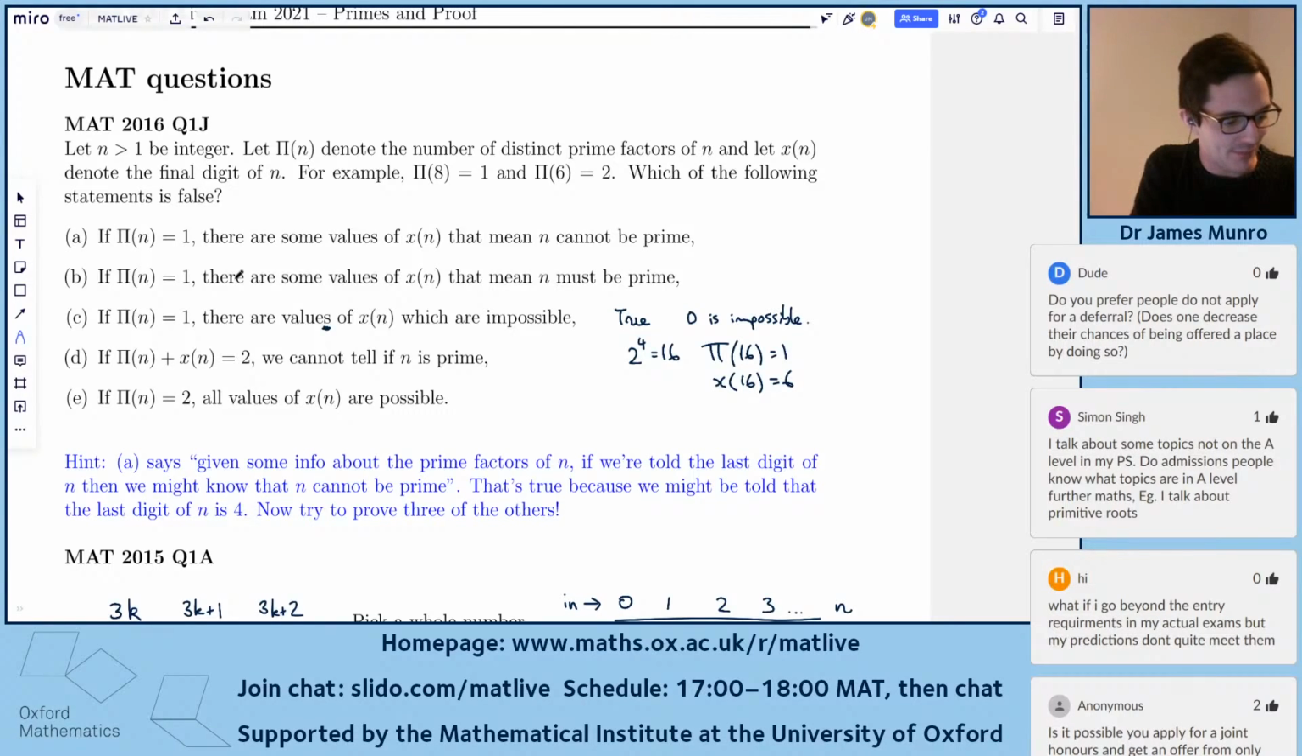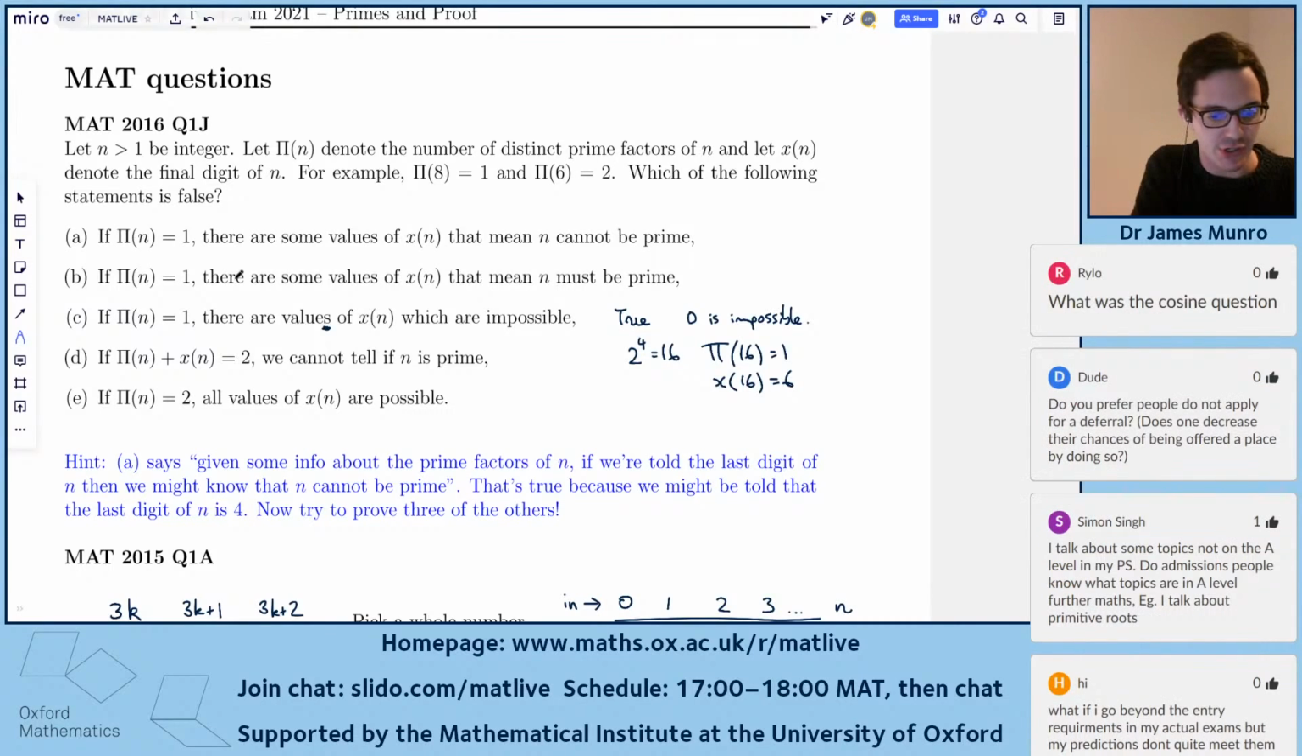Right, okay. Getting a little bit tired. Going to do the cosine question just to mix things around. And I've starred some more stuff.